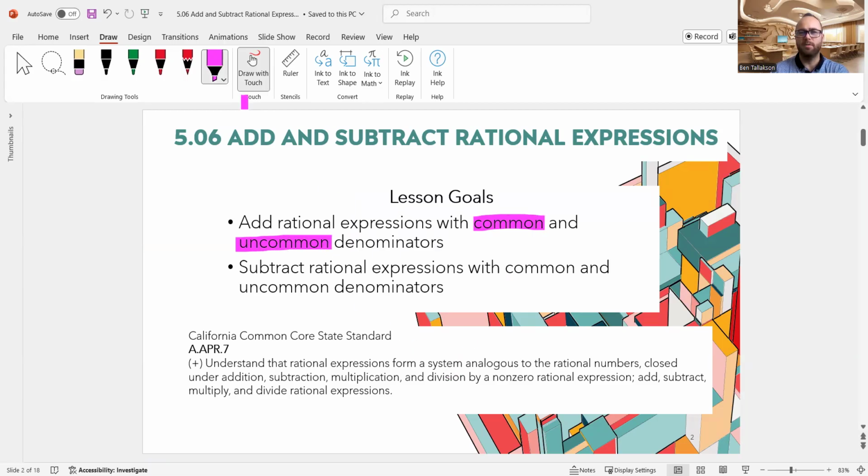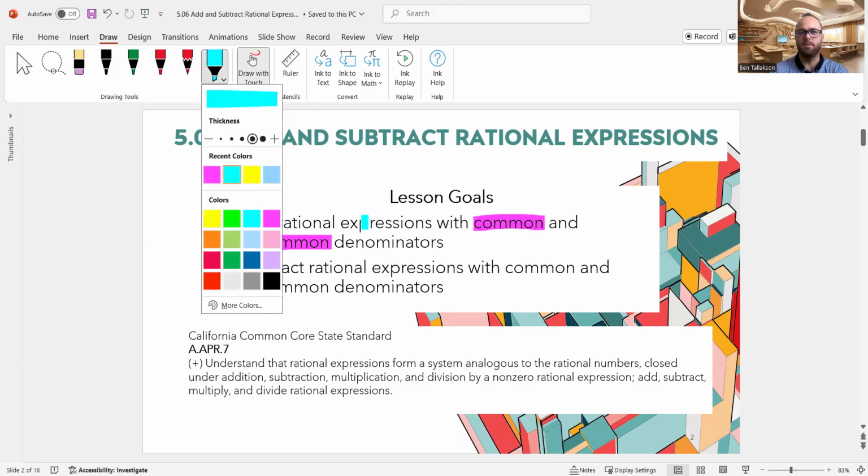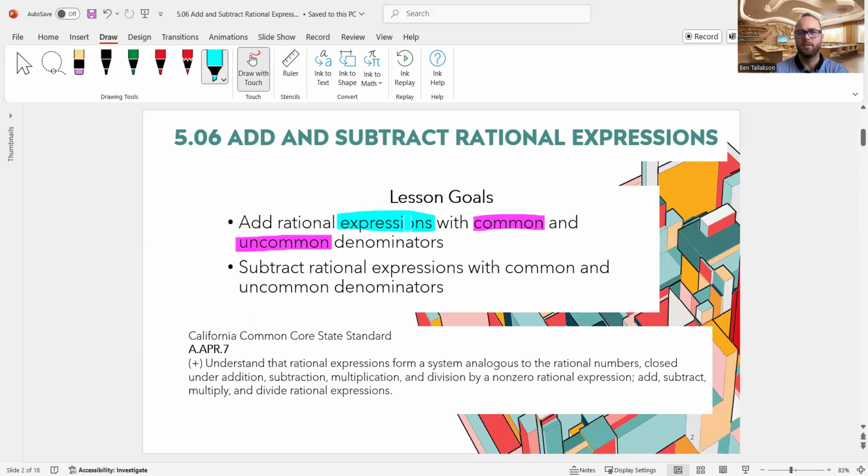So let's rewind for a second. What are we talking about when we talk about expressions? Well, we're talking about a group of numbers and variables and things like this that have no equal sign, right? And what does it mean to be rational? Well, rational has the word ratio. Ratio is a relationship between two things. So we're talking about fractions, okay?